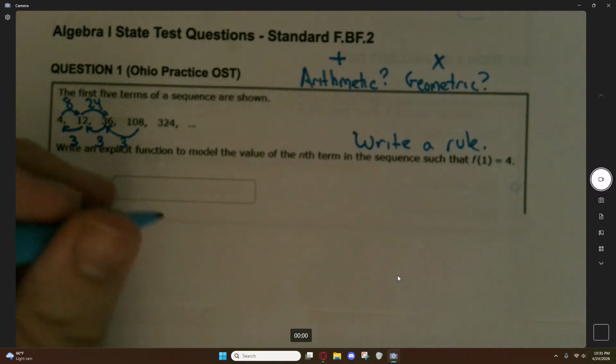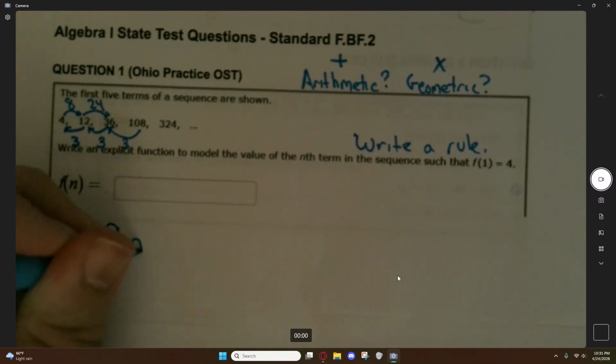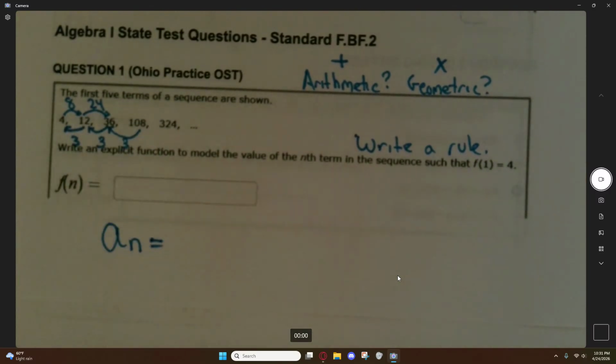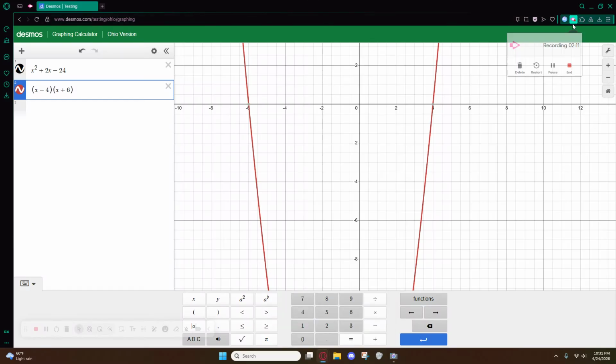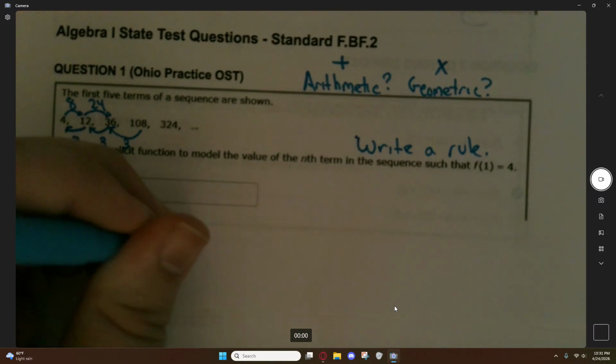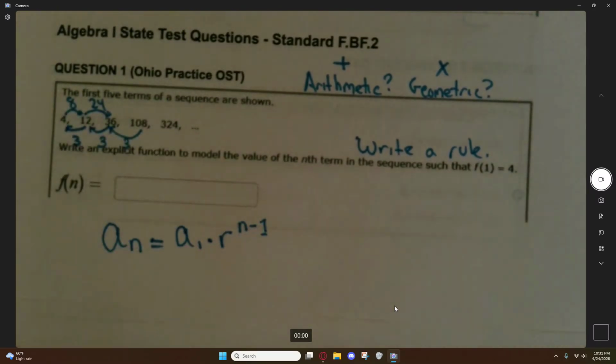So what does that mean? Our geometric sequence formula is a of n equals a1 times r to the n minus 1.